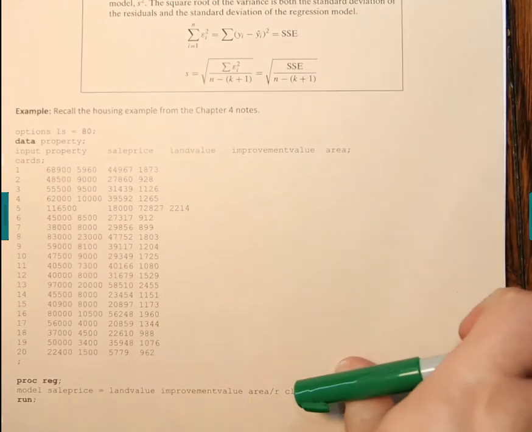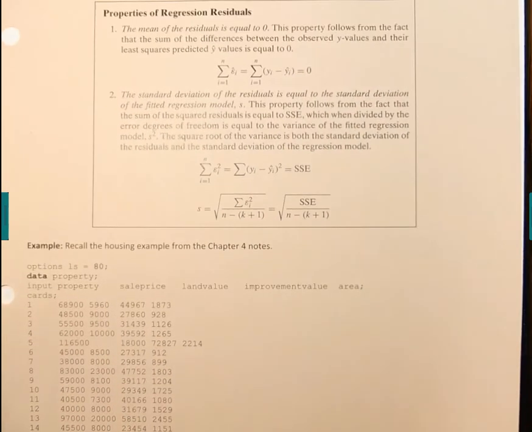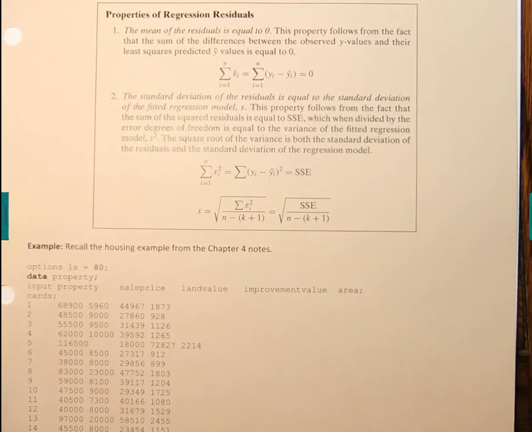Summarized up top, we've got some properties of regression residuals. The mean of the residuals will always be equal to 0. This property comes from the fact that the sum of the differences between the observed y values and their least squares predicted y hat values is equal to 0. We looked at this just briefly early on, if I'm not mistaken, and it is part of the properties of least squares predictions. Then the standard deviation of the residuals is equal to the standard deviation of the fitted regression model, and this is little s. We talked about little s way back at the beginning of the course.